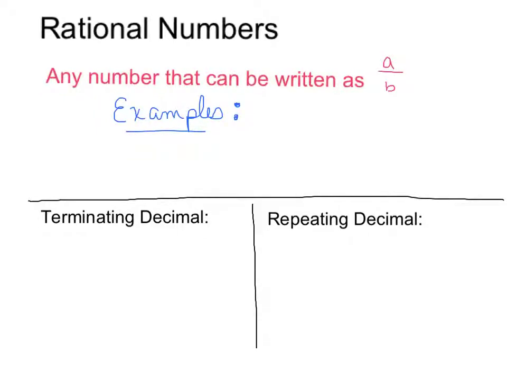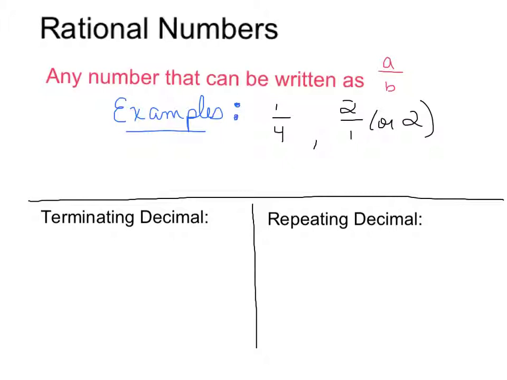In this video, we're going to take a look at what a rational number is. A rational number is any number that can be written as a over b. So any number that can be written as a fraction. For example, we could say 1/4 would be a rational number. We could also say the number 2 written as 2 over 1 would be a rational number.